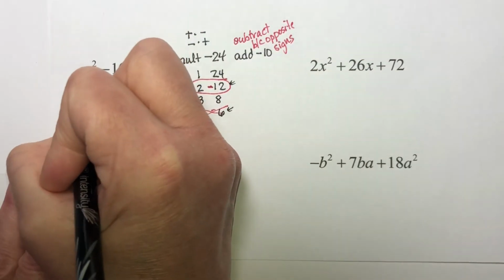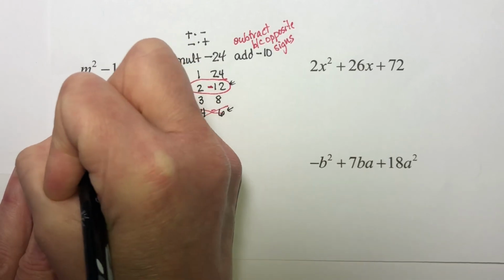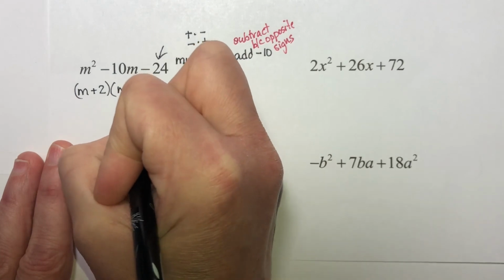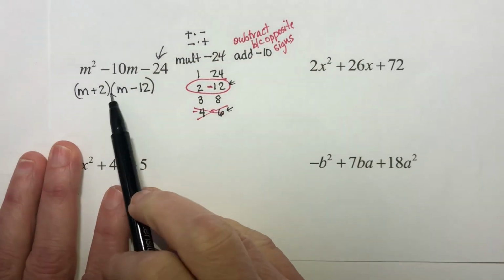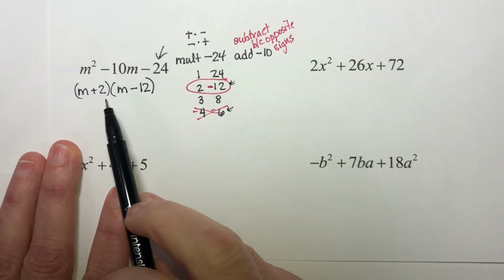So this factors as m plus 2 times m minus 12. Okay, these parentheses are important. You cannot just drop them.